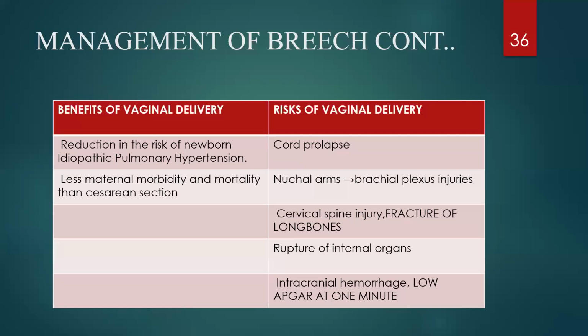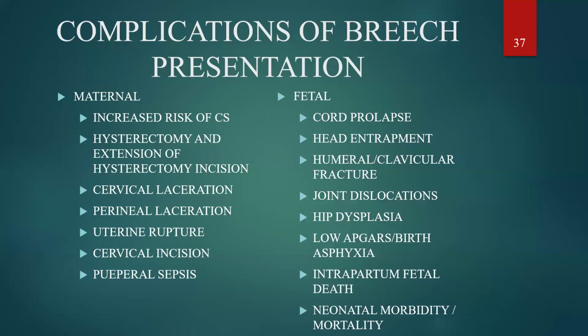The complications of breech presentation, we'll look at them in two ways, maternal and fetal complications. The first, for the mother, is an increased risk of cesarean section and hysterectomy. So if you remember the indications for CS, we said if the fetus is less than 1.5 kilos, that's a small baby, that's a small uterus. So you are going to make a classical incision on the uterus, and this would influence her next pregnancy, putting her at risk of uterine rupture in subsequent pregnancies. And you also have hysterectomy, an extension of the incision, after coming head entrapment, cervical lacerations, perineal lacerations, uterine ruptures, cervical incisions.